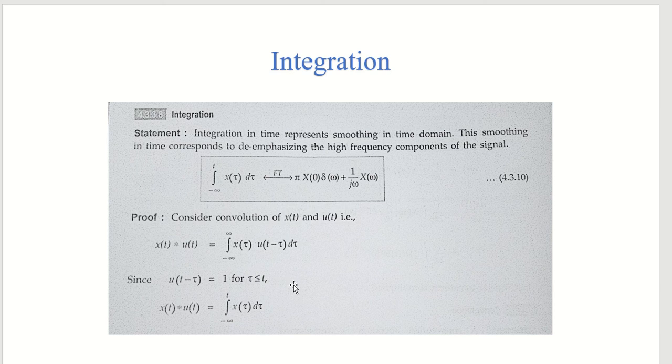So basically, if you are taking u of t, its value will be 1 for all t greater than 0, right? So assume that your tau is equal to 0, so u of t will be 1 for all the values of t greater than 0. So when we take the convolution of x of t with u of t, what will we have? We will have the integral from minus infinity to t of x of tau into d tau.